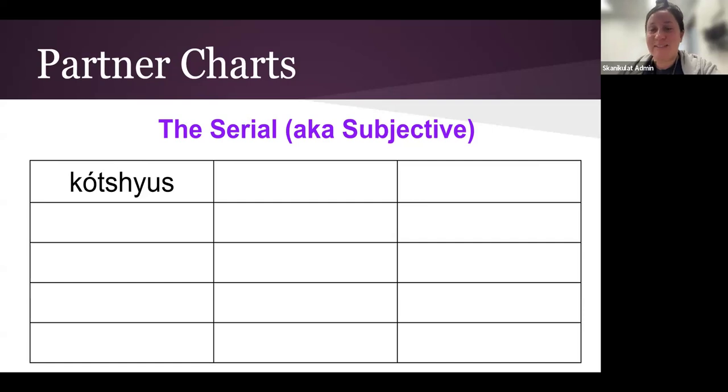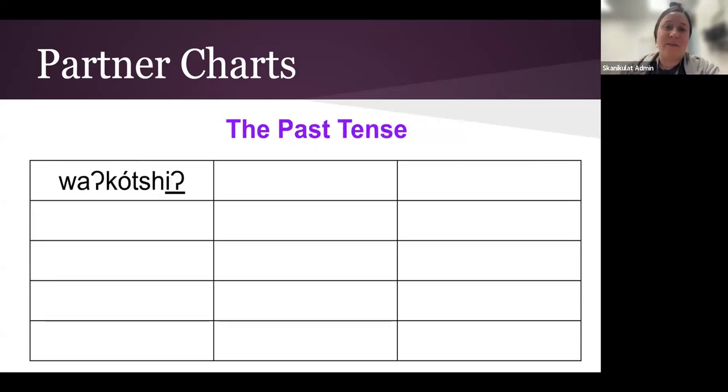Well, you need to know certain pieces. You need to know that these are subjective changes. You're using the same ending. You should do the translations at the same time, either writing or in your head, or at least the first one. And that will help you remember these as well. Write them out. Same thing with the past.